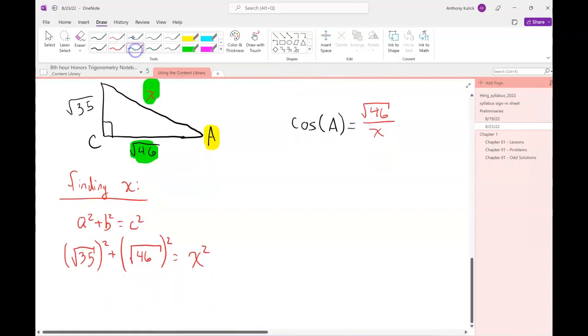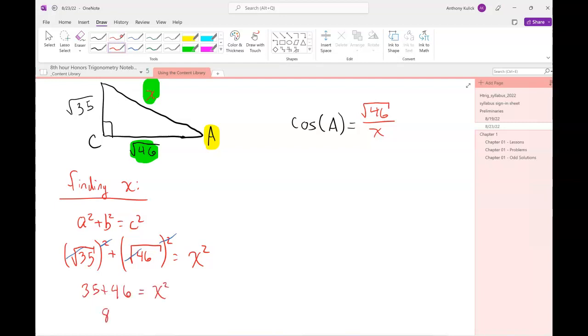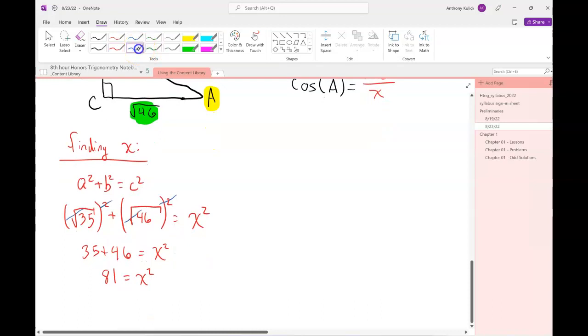So what's the nice thing about this? Yeah, the squares and square roots cancel out. So we're really just left with 35 plus 46 equals x squared. So 81 is equal to x squared. What do I do next? Square root both sides. When I square root both sides, what do I get?